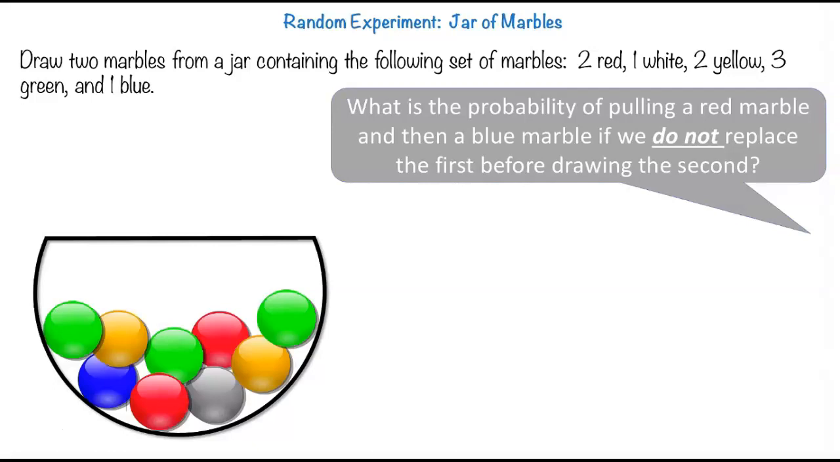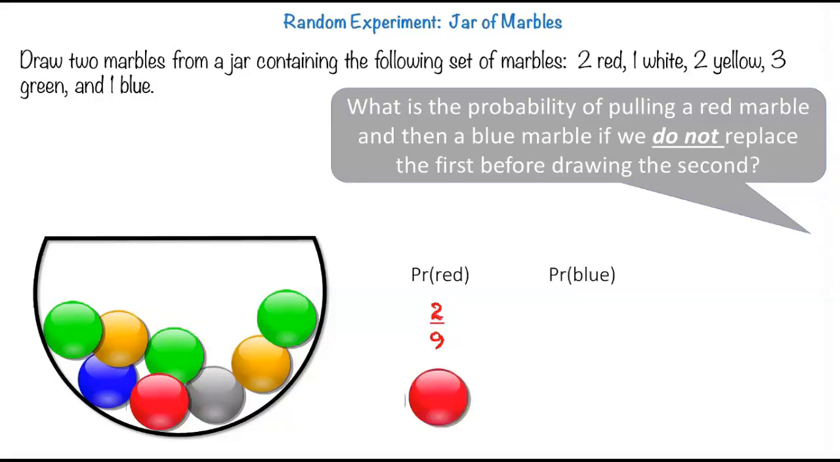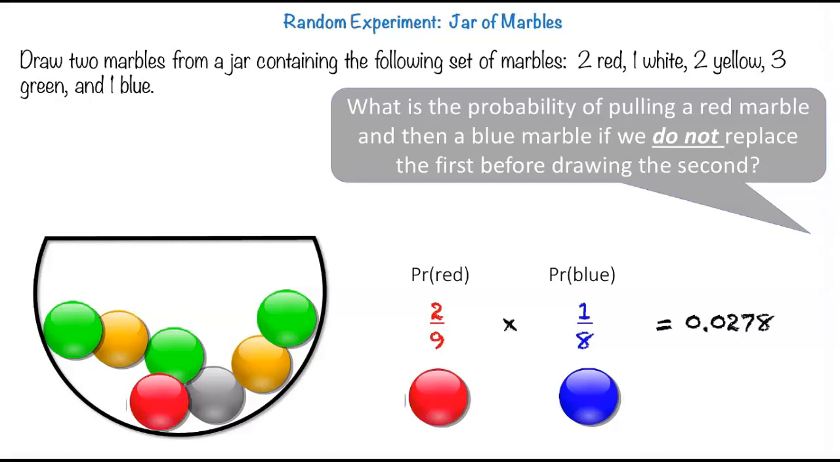So first, we have the probability of drawing 1 red marble out of this jar. The probability of pulling a red marble is 2 out of 9 because there's 2 red marbles and 9 marbles total. Once that red marble is gone, the probability of pulling a blue marble is equal to 1 out of 8 because there's only 8 marbles left. So using the multiplication rule, the probability of pulling a red marble and then a blue marble without replacing the first is equal to 0.0278.